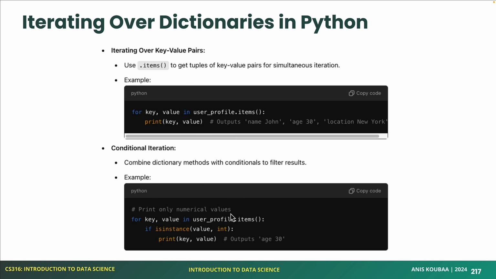Also, if you want to make a conditional iteration, you can use isinstance, for example. You can make an if statement based on the logic that you want to implement inside the iteration.